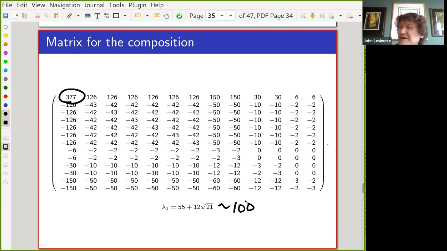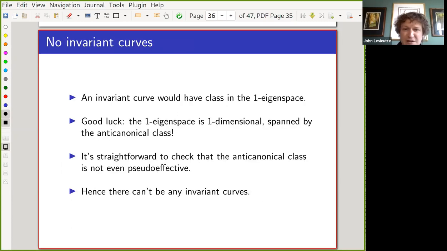How do we see that there are no invariant curves? Well, if there were an invariant curve, its class would be invariant under this big matrix, right? It would be in the one eigenspace under the pullback because it would pull back to itself. So we compute what's the one eigenspace of this matrix. And what you find is that the one eigenspace is one-dimensional. The only thing in the one eigenspace is the anti-canonical class. And it's very easy to check the anti-canonical class is not even a pseudo-effective class on this variety, so there can't be any invariant curves. If there were an invariant curve, its class would be in the one eigenspace, but the one eigenspace doesn't contain any effective classes. All right, so that tells us that this map has no invariant curve.